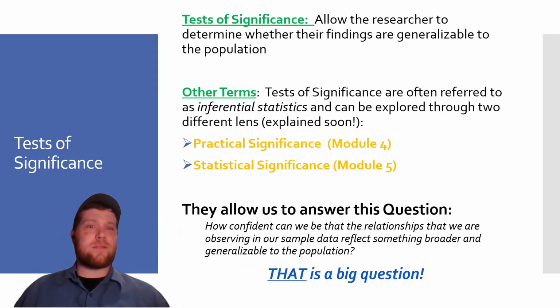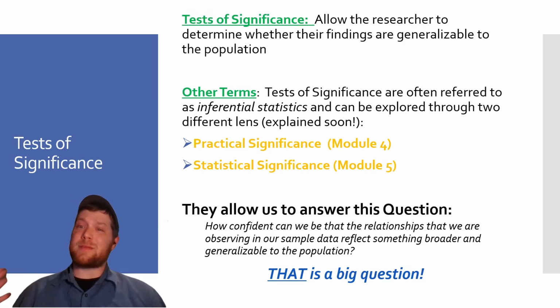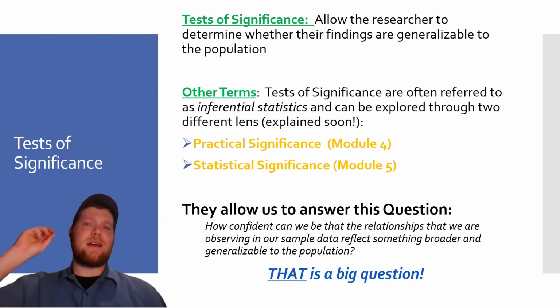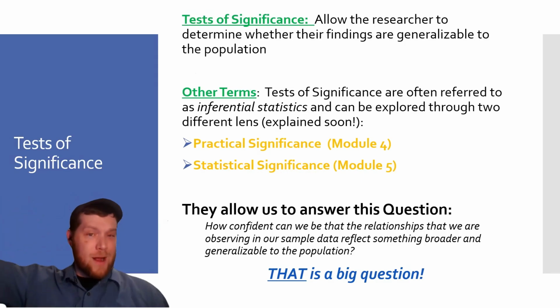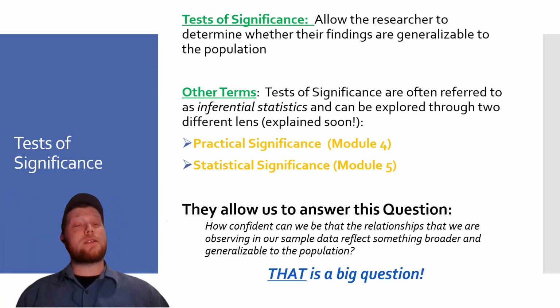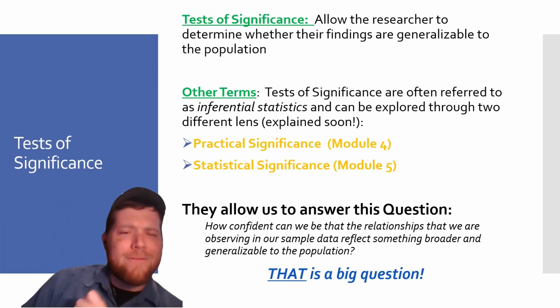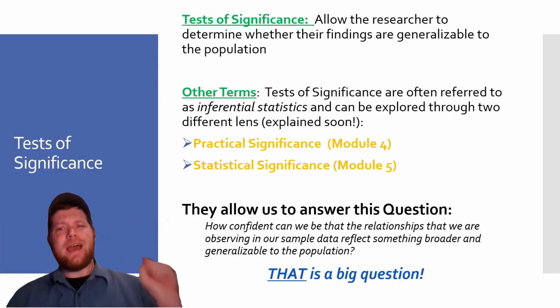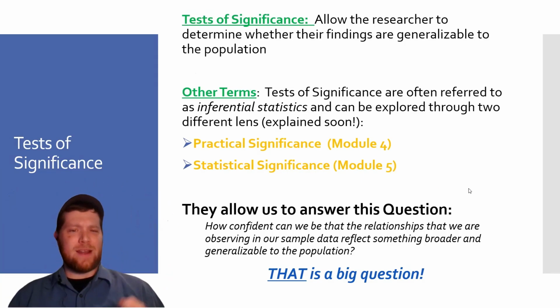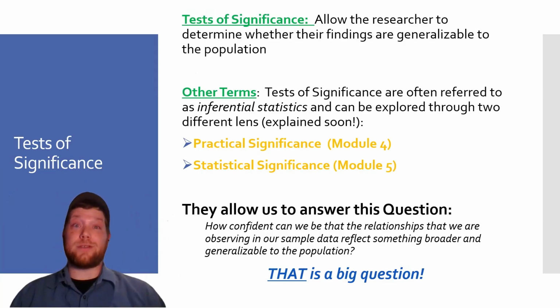Tests of significance are often referred to as inferential statistics and can be explored through two different lenses. Module 4 talks about practical significance, and we'll expand on that a little bit today. And we're also going to talk about statistical significance. This allows us to answer the question, how confident can we be that the relationships we are observing in our sample data reflect something broader and generalizable to the population?